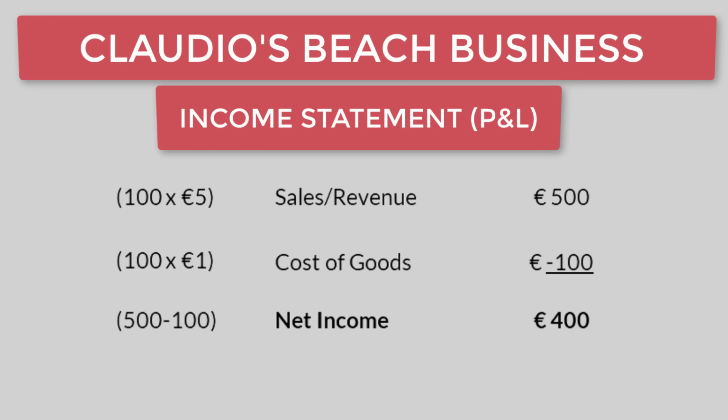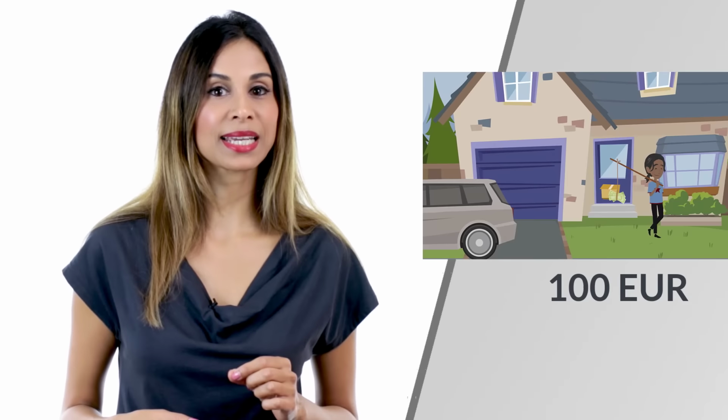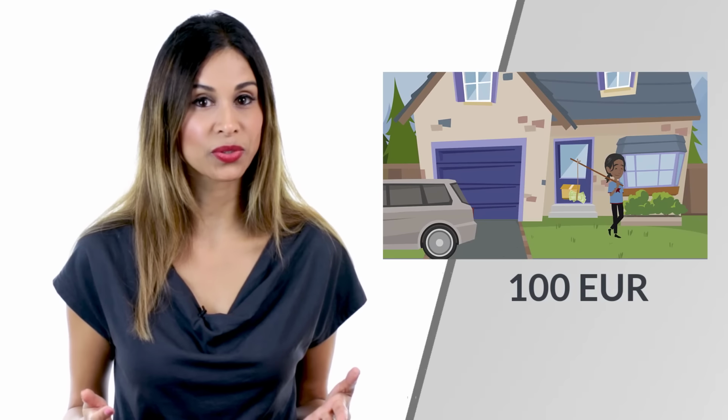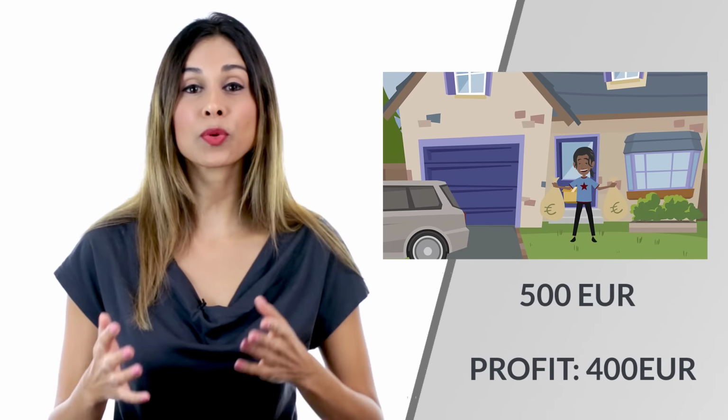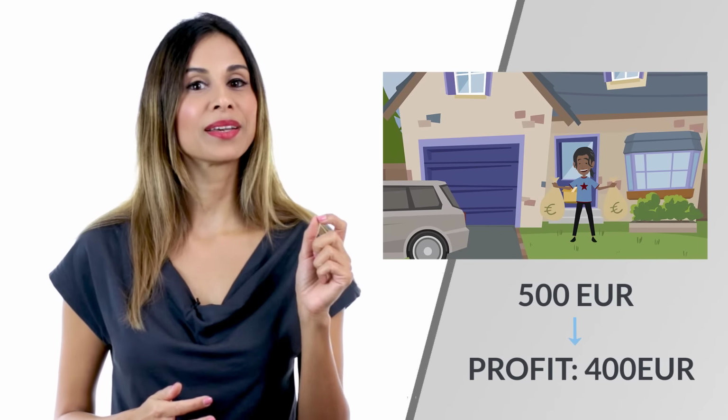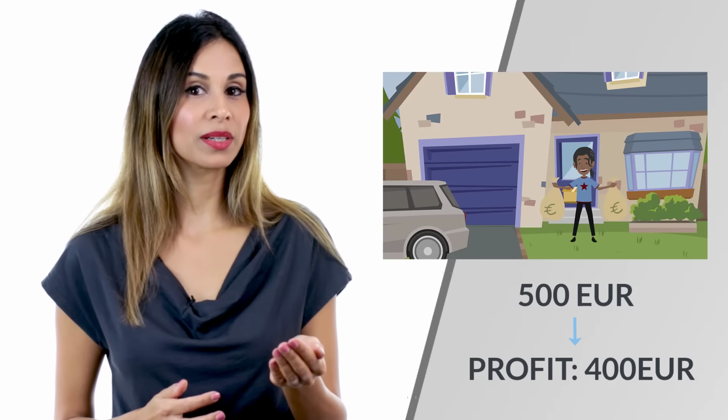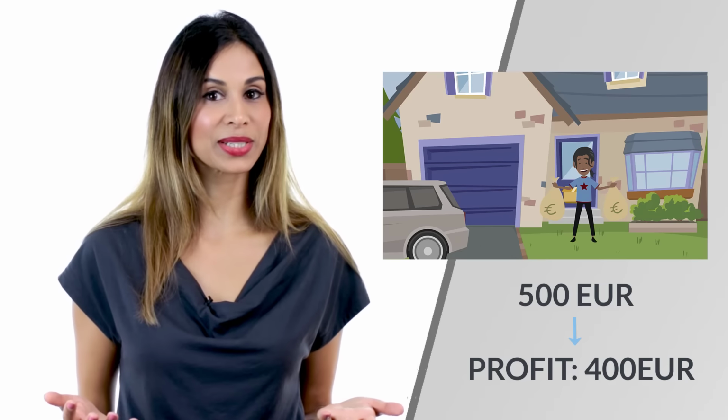If we go back to the income statement, we see that Claudio's net income was 400 euros. This will be added to equity. Why? Because due to his successful business, he made the business more valuable. When he started out the day, it was worth only 100 euros, which was the money he put into the business when he walked out the door. When he came home, he had sold all his plates with a profit of 400 euros. So his business is now worth more, which is reflected in a higher equity.